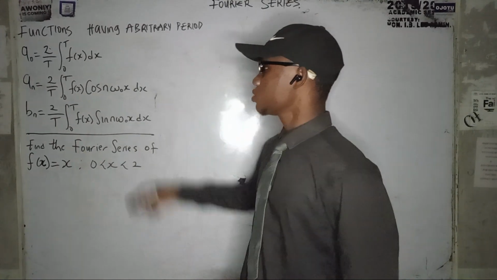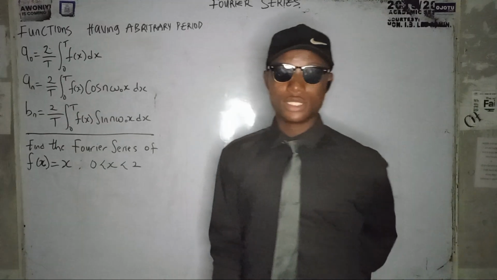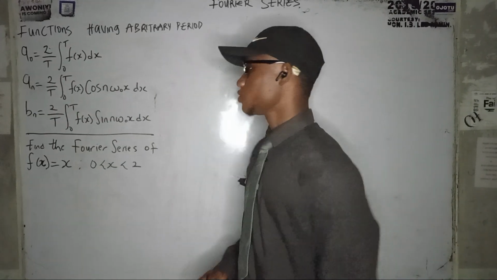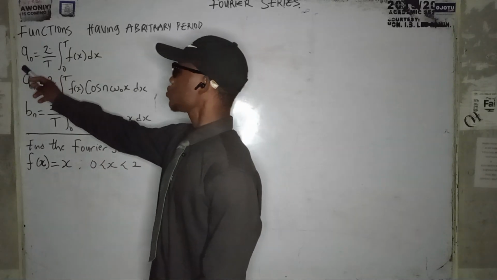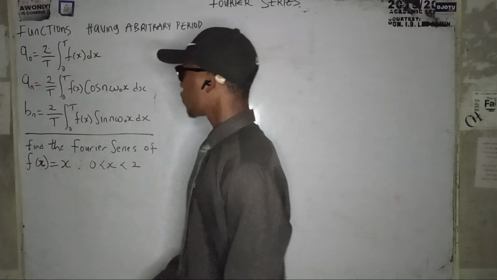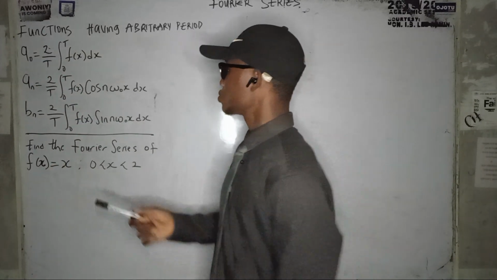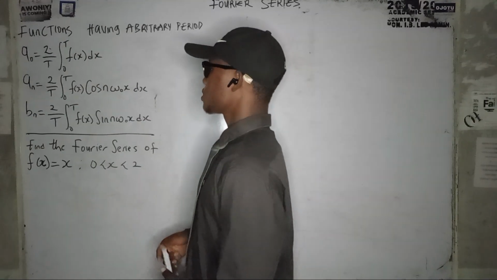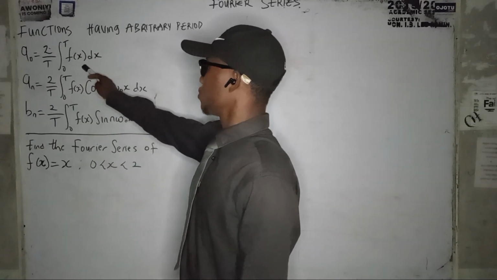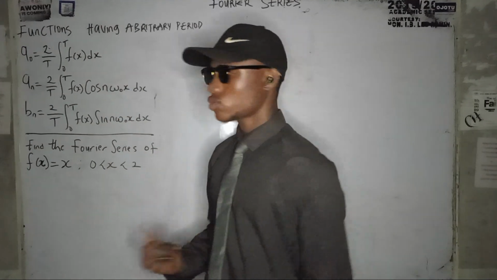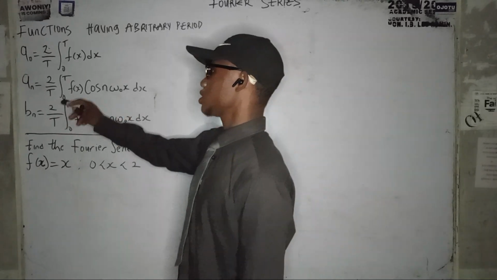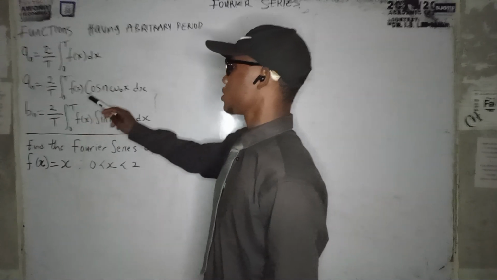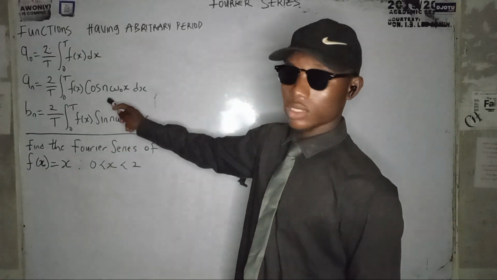First of all, we need to know how to get the constants. What we are doing in Fourier series is getting the constants. To get them, we have a naught equals 2 over T, where T is the period, times the integral from 0 to T of f of x dx. That is for a naught, as simple as that. And therefore a n is equal to 2 over T, the integral from 0 to T of f of x cos n omega x dx.